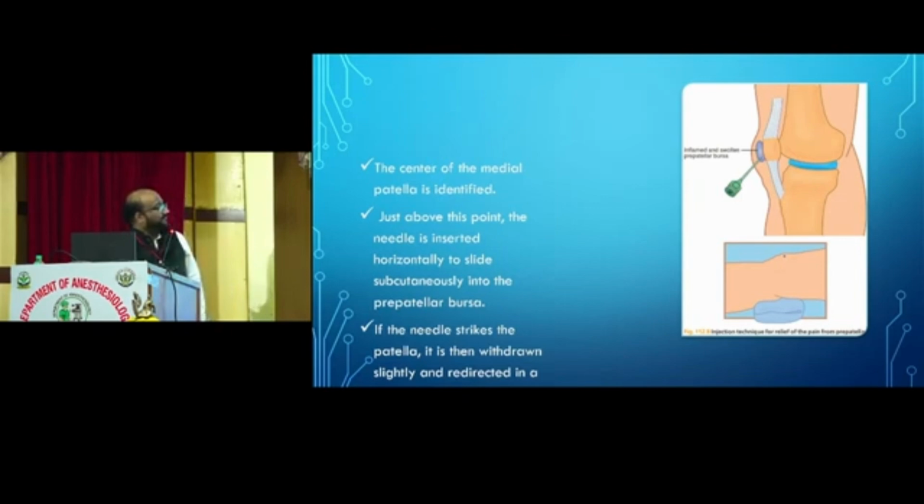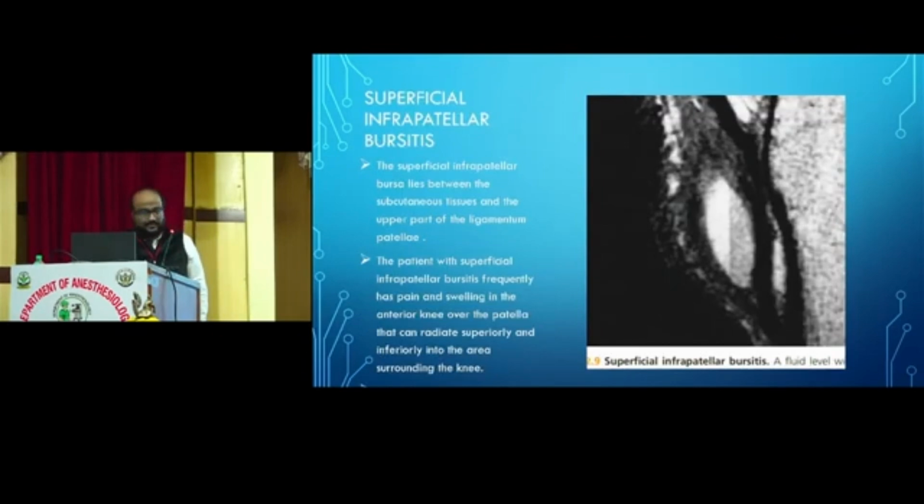So we see here, above the patella, we have a prepatellar bursa. The center of the patella is identified at the midpoint. Just above this point, a needle is inserted horizontally, and a local anesthetic or steroid can be injected there. If the needle strikes the patella, it is withdrawn slightly and redirected superficially.